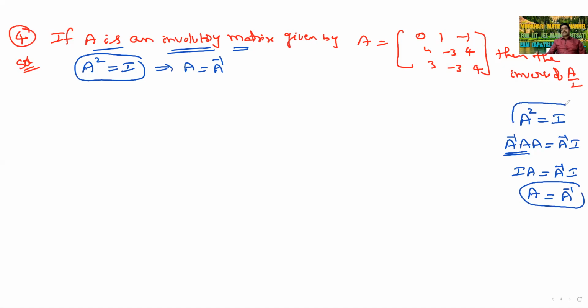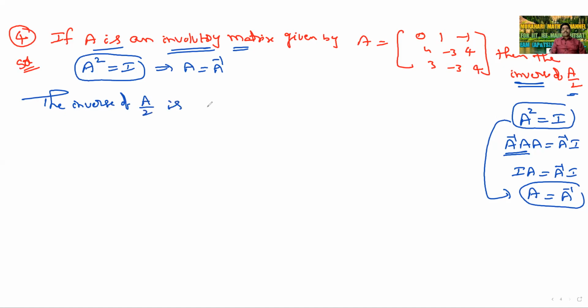So A square is equal to I. It means A is equal to A inverse. But our target is the inverse of A by 2. The inverse of A by 2 is A by 2 whole inverse. It is going to be 1 by 2 inverse into A inverse. 1 by 2 inverse is nothing but 2, so 2A inverse.